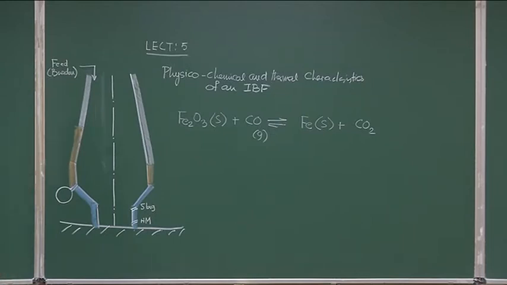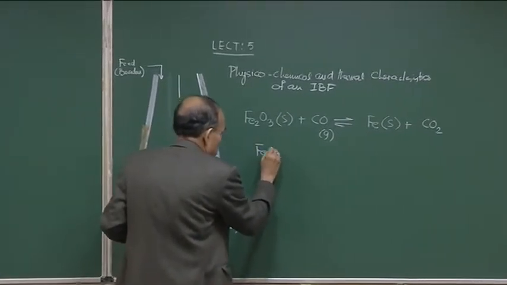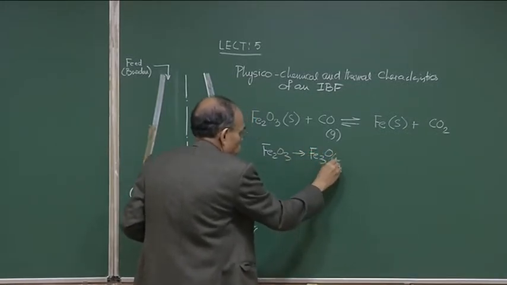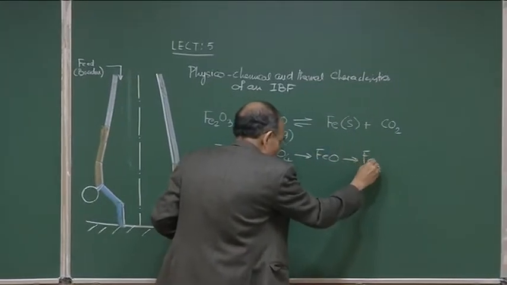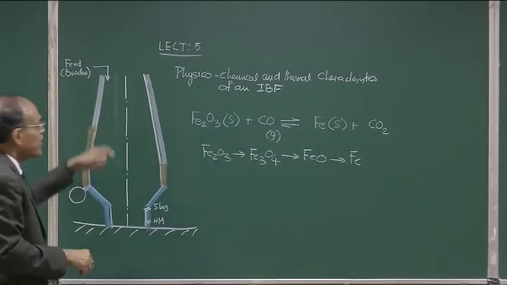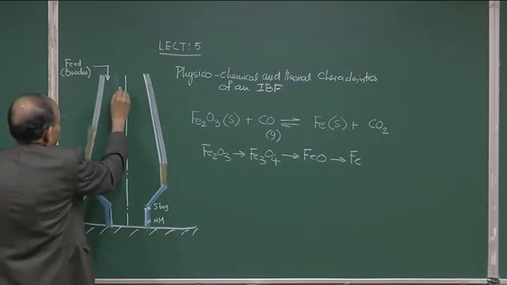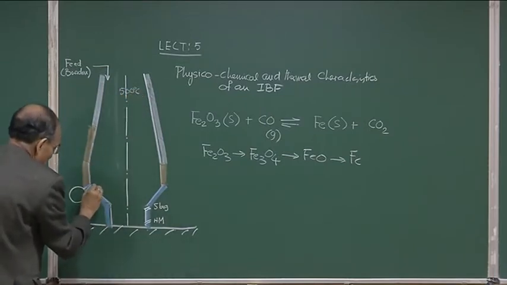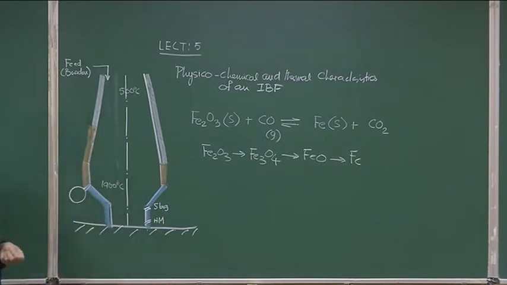So, this reduction reaction, which proceeds in several stages, takes place at elevated temperature in the blast furnace. So, the temperature here, as I have indicated, is about 500 degrees centigrade, and here it is about 1900 to 2000 degrees centigrade. We must understand the gas temperature is very high in the combustion zone.